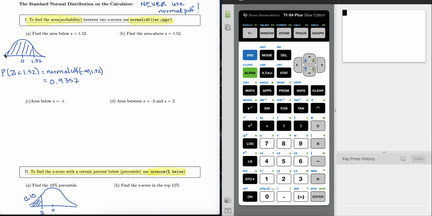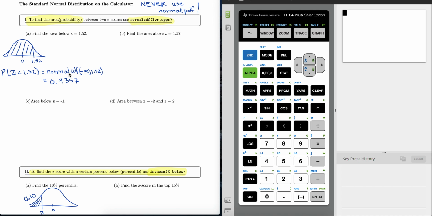First is a picture. So here's our symmetric distribution. It's a z-score scale, so the center is 0. And my z-score is 1.52, and I've shaded the area below. I want to find this probability, or area. As a probability statement, I'm finding the probability that under the standard normal distribution, z is less than 1.52.